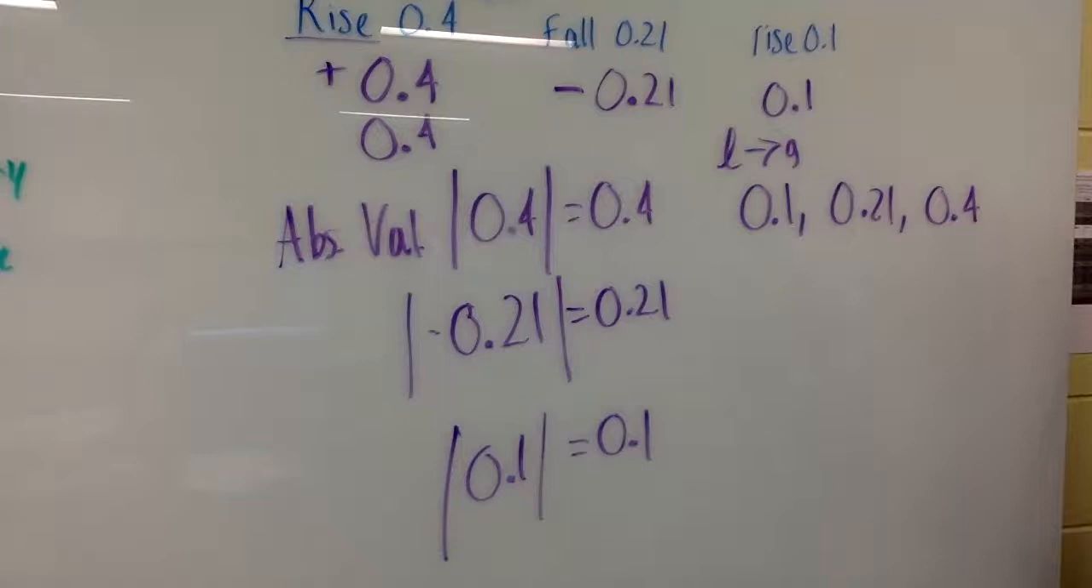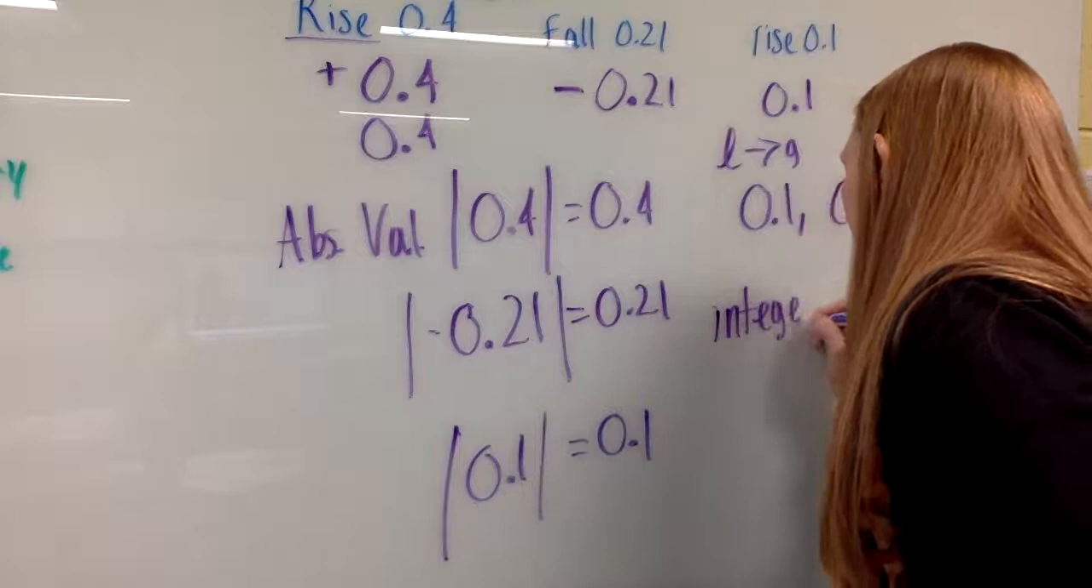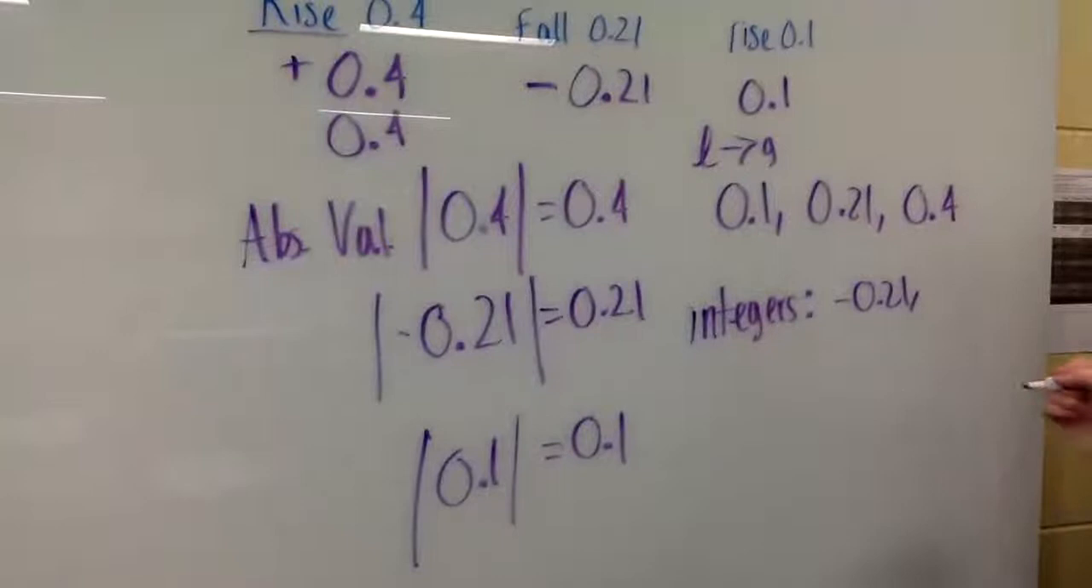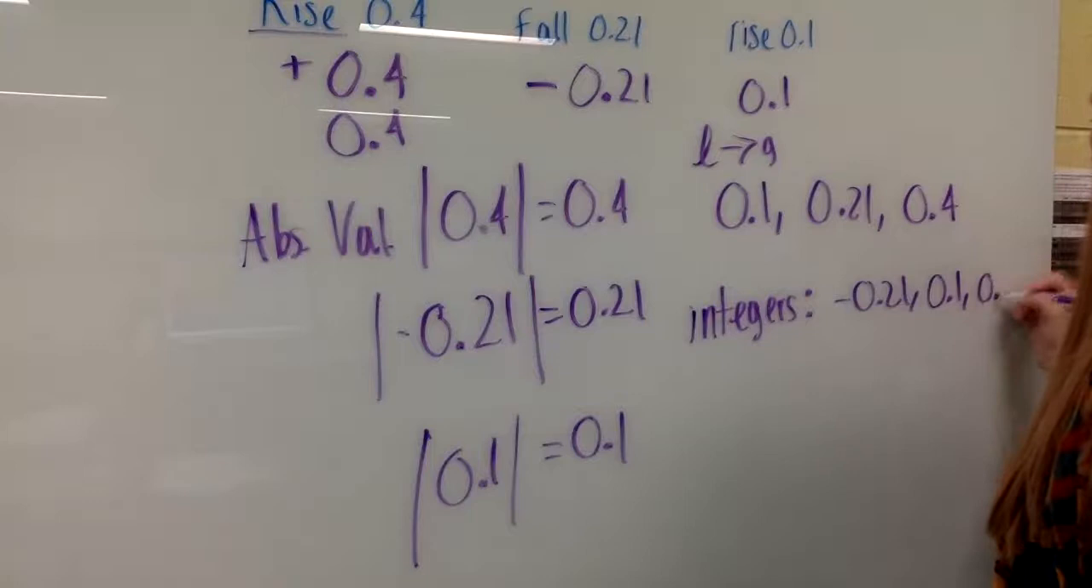If we want to do just our integers, maybe the problem says order your integers. We've been doing that. We know the negative is the farthest left, followed by 1 tenth, followed by 4 tenths.